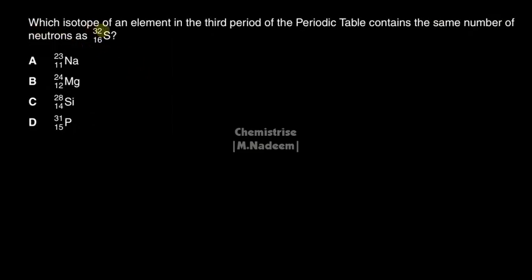Next question. Which isotope of an element in the third period of the periodic table contains the same number of neutrons as this? So let's see how many neutrons we have. 16 will be subtracted from 32, so we'll get 16 neutrons present in this particle. In sodium we have 23 minus 11, which gives you 12 neutrons. Magnesium, 24 minus 12, again gives you 12 neutrons. Silicon, 28 minus 14, will give you 14 neutrons, while phosphorus, 31 minus 15, gives us 16 neutrons. So that means the answer is D.